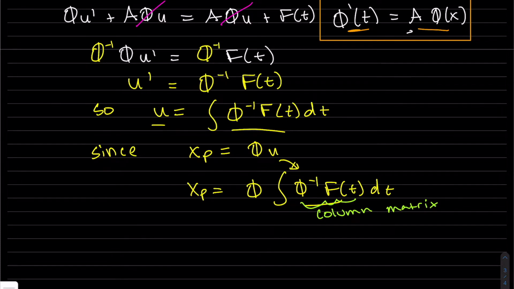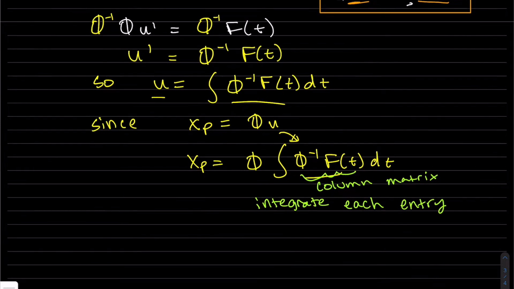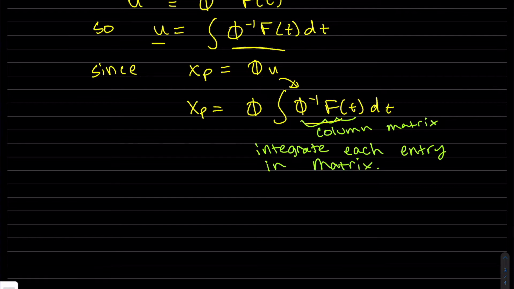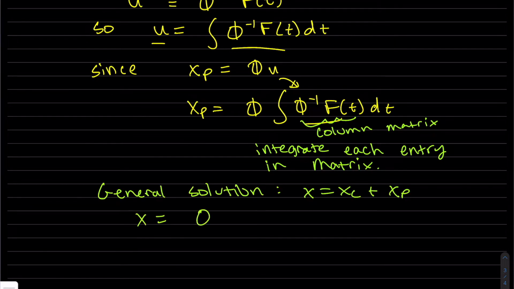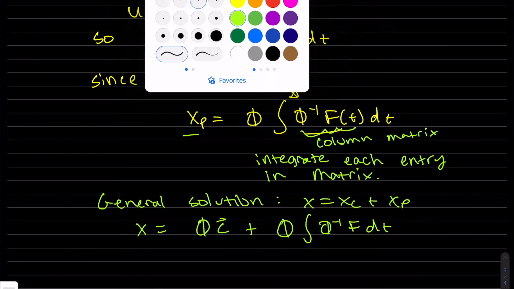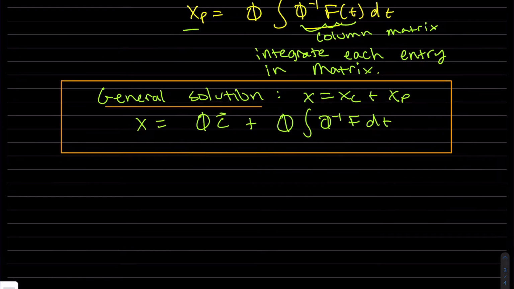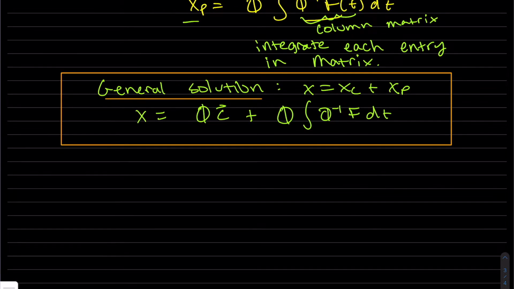And to integrate, you integrate each entry in the matrix. Then you put it together. x_c is from above, phi times C, plus x_p, we just found right here.